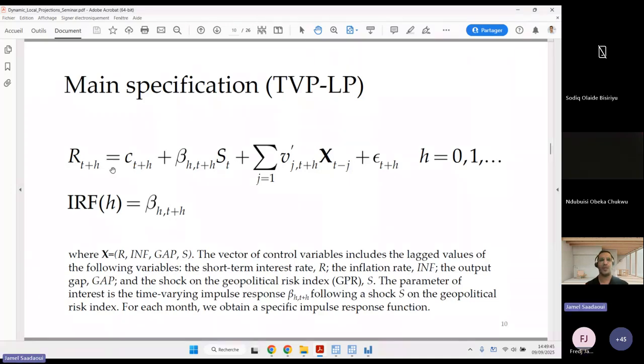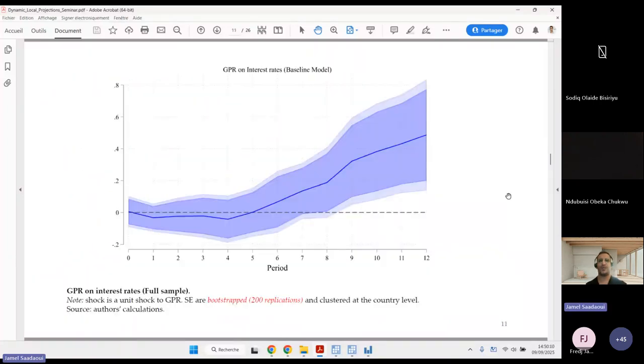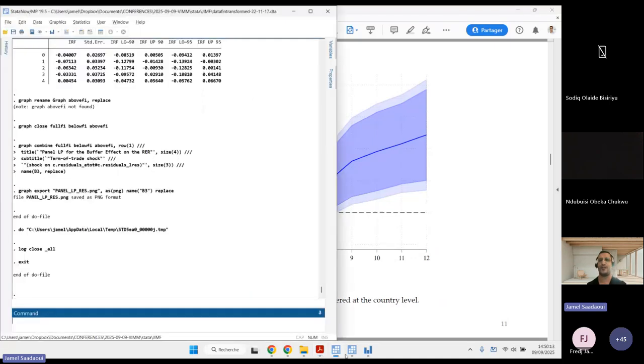So the shock and the control variables would be the standard Taylor rule determinants, inflation and output gap. For each month in your monthly data, we will have a specific impulse response function. So that's very good.